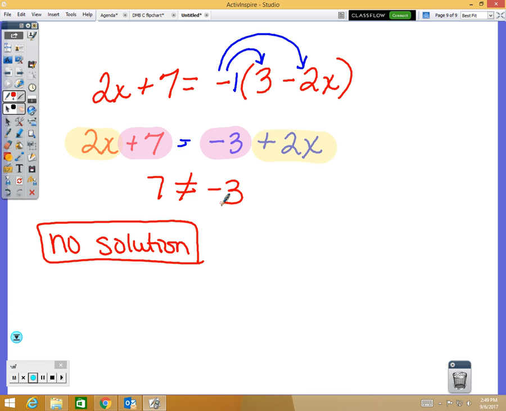Okay? So tomorrow on your assignment, you're going to have problems that have one solution, like we did in the very beginning of our notes. And then you're going to have problems that are either going to be no solution or all solutions, and you'll have to determine which it is. After you distribute, after you combine like terms, then you'll be able to tell. Okay? All right.